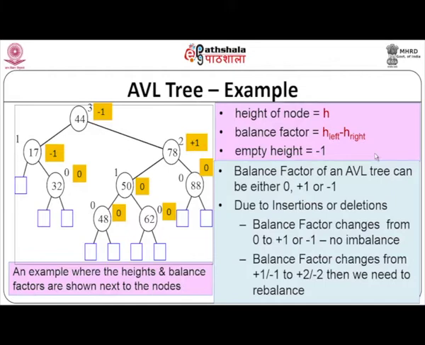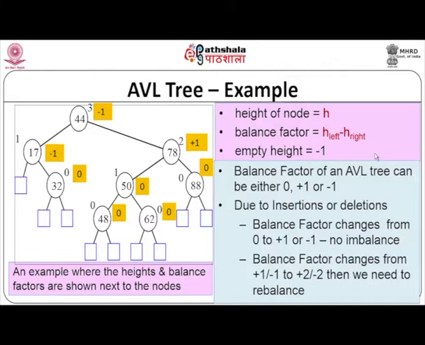If you look at this example, the balance factor is 0. Now, 17 has balance factor h left minus h right, h left is minus 1, h right is 0. So, you have minus 1. Then if you take 48 as 0, 62 as 0, 50 is 0 minus 0, 0, and then 88 is 0, and 78 is plus 1, okay.